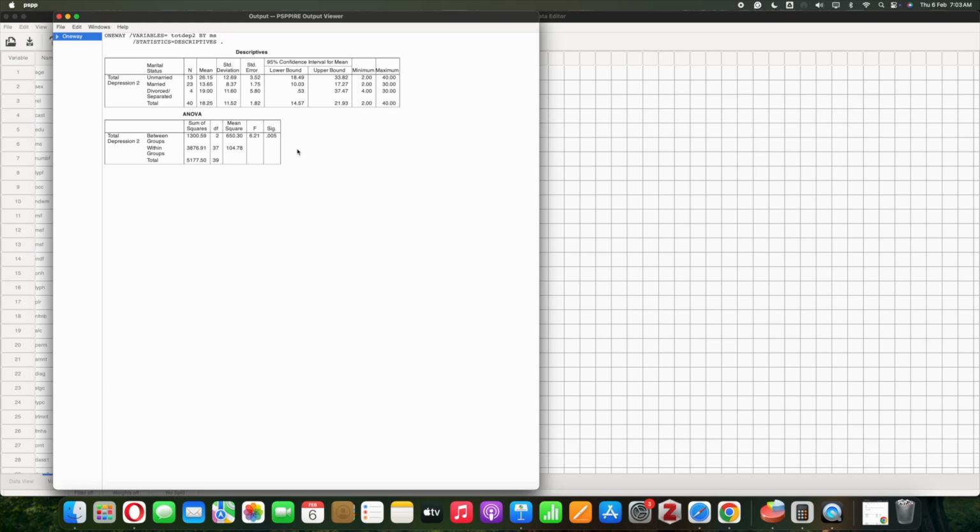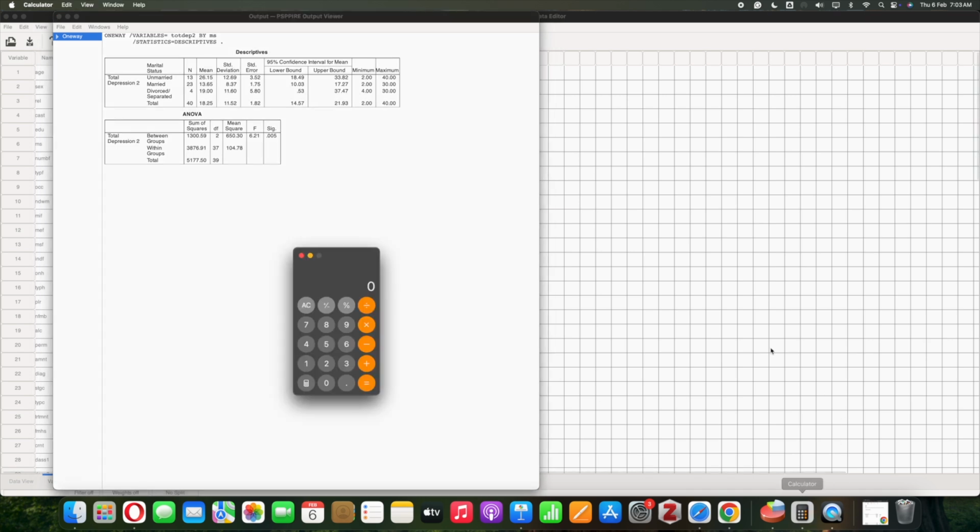So Eta-Squared can be easily calculated by dividing the sum of squares for between groups by the total sum of squares. I'll just show you how to do that with a calculator over here. So between groups, the sum of squares is 1300.59, and we divide that by the total sum of squares, which is 5177.50, and the value we get is 0.251. So this is the Eta-Squared value.